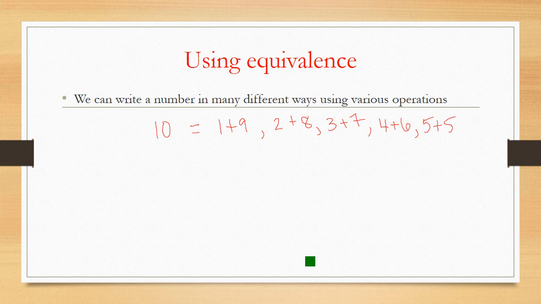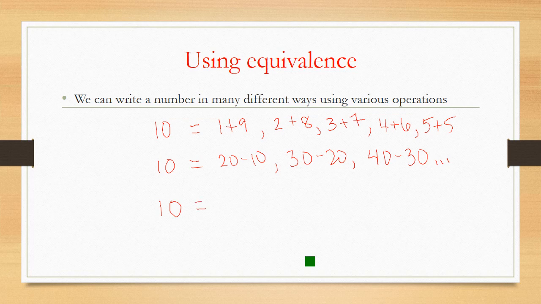If we want to use subtraction, we could write the number 10 in several different ways. I mean, really an infinite number of ways. Let's say we do 20 minus 10, or 30 minus 20, or 40 minus 30. There are an infinite number of ways that we could rewrite the number 10 using subtraction. What if we wanted to use multiplication?